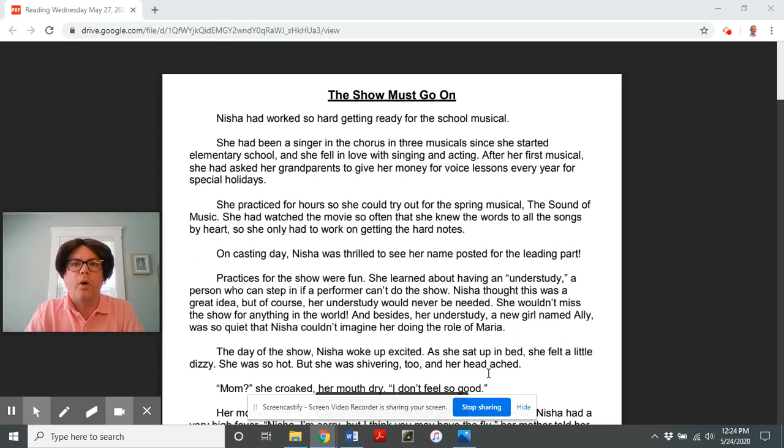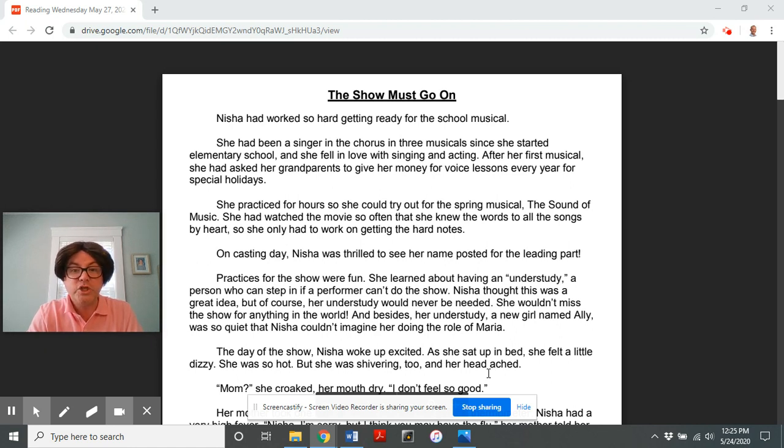The show must go on. Nisha had worked so hard getting ready for the school musical. She'd been a singer in the chorus in 3 musicals since she started elementary school, and she fell in love with singing and acting. After her first musical, she had asked her grandparents to give her money for voice lessons every year for special holidays. She practiced for hours so she could try out for the spring musical, The Sound of Music. She had watched the movie so often that she knew the words to all the songs by heart, so she only had to work on getting the hard notes.